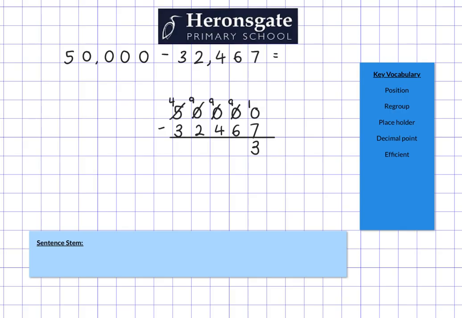9 tens subtract 6 tens is 3 tens. 900s subtract 400s is 500. 9,000 subtract 2,000 is 7,000. 4 10,000s subtract 3 10,000s is 1 10,000. So I can now say that 50,000 subtract 32,467 gives me the answer 17,533. I made sure to regroup all of my columns at the same time so that I was able to complete this question.